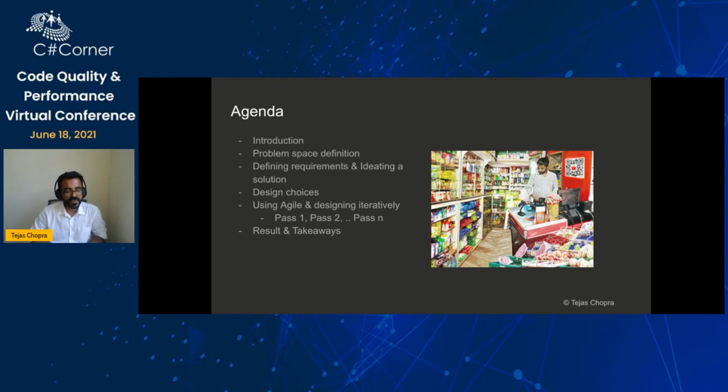I'll first start off with an introduction. Who am I? What am I doing? How did I reach here? Problem space definition. What exactly are we trying to solve here by building microservices? Requirements of the problem space and ideating a solution. How do you get towards iteratively designing using agile techniques to reach a solution? And finally, some results and takeaways as an engineer.